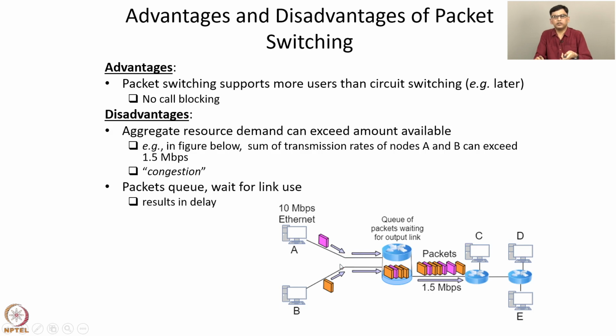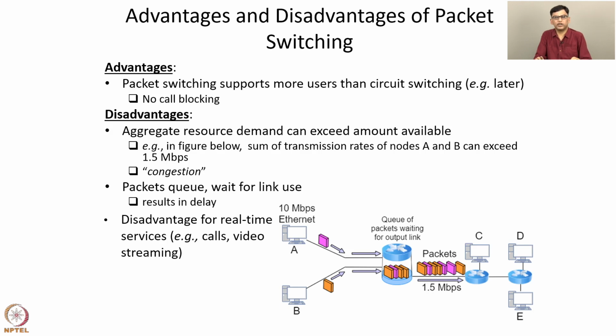This is known as congestion, which is similar to traffic jams in vehicular networks. So when congestion happens, packets wait in a queue for their turn to be transmitted on the link. This results in a delay, which is known as queuing delay.